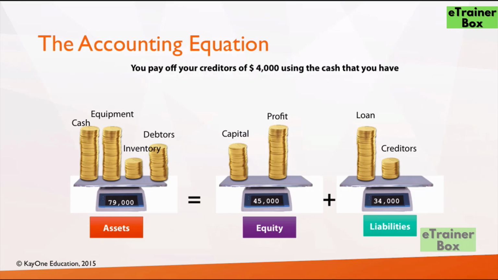Let's assume that you pay off your creditors using $4,000 of cash that you made in the previous transaction. So on the right hand side, the creditors go down, they disappear, and your total liabilities decrease from 34,000 to 30,000. And on the left hand side, the assets go down, the cash goes down, and your total assets are 75,000.